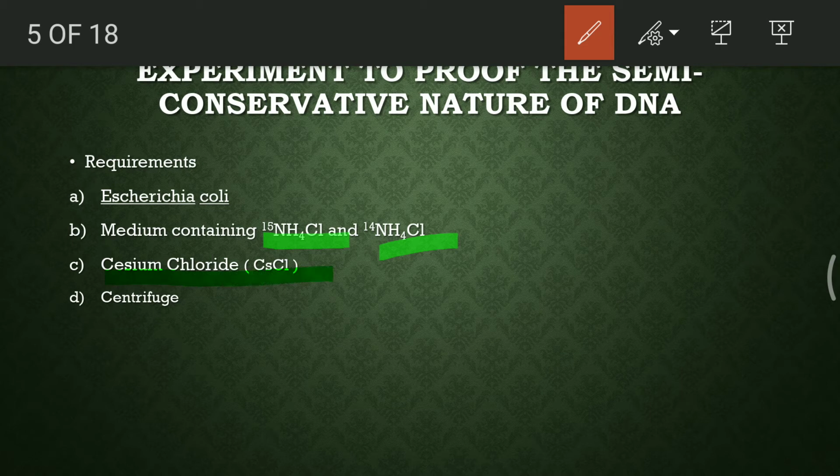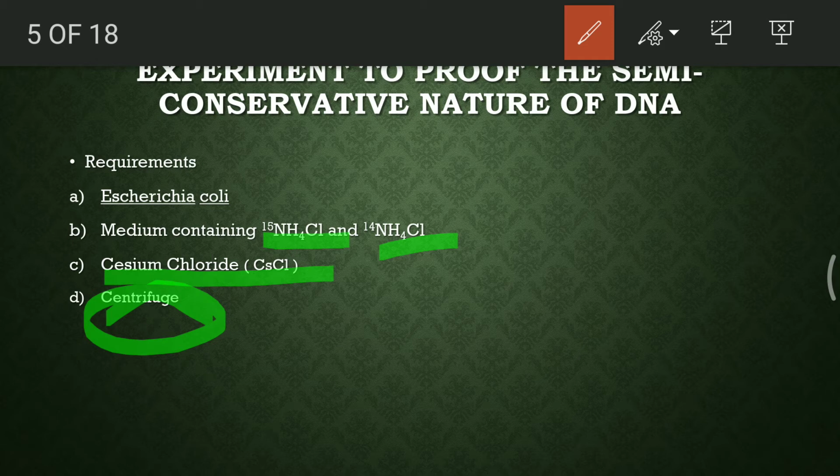We need cesium chloride because we want density gradient separation, and for that we need cesium chloride to facilitate the process. Next, a centrifuge is required. It is a machine in which, if we put a test tube and close it with the lid, it can be rotated at a very high speed. When something is rotated at a very high speed, there is a chance of separation of things of different density.